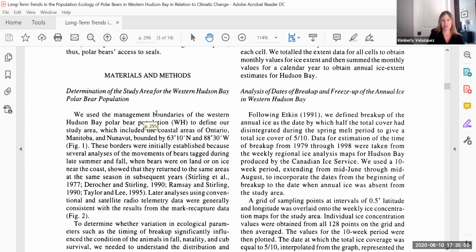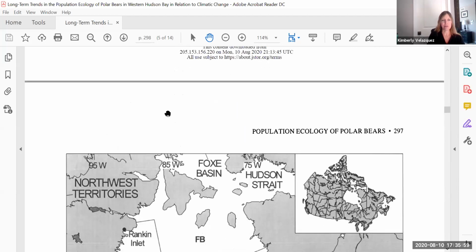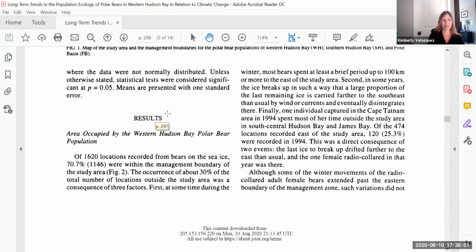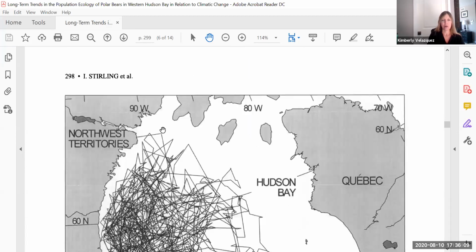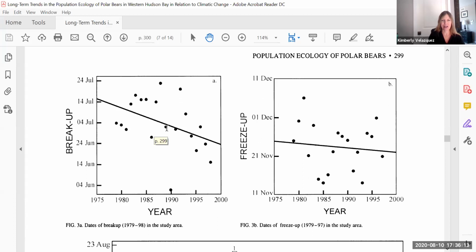Next is always materials and methods, telling you how this study or experiment was conducted. And then next, we have the results section. And in this results section is where we should expect to see graphs that tell the story of the results and data tables. So I'm mostly interested in the graphs. And yay, here are some graphs.